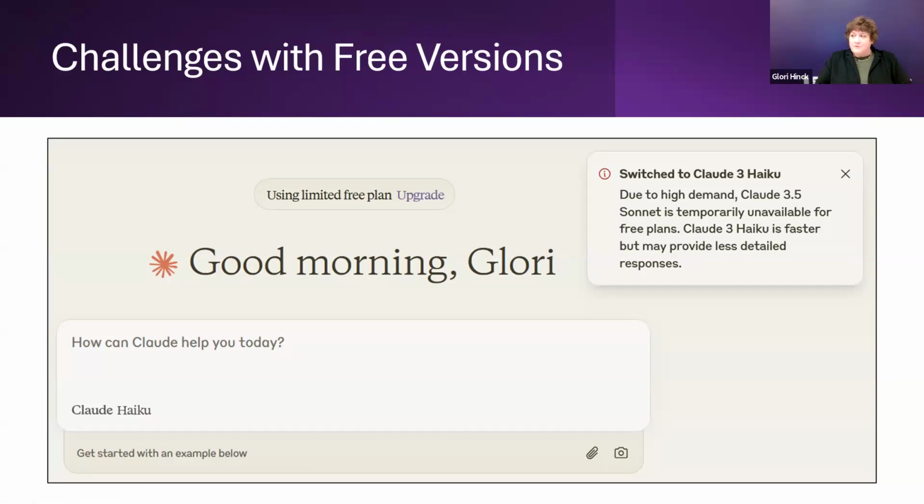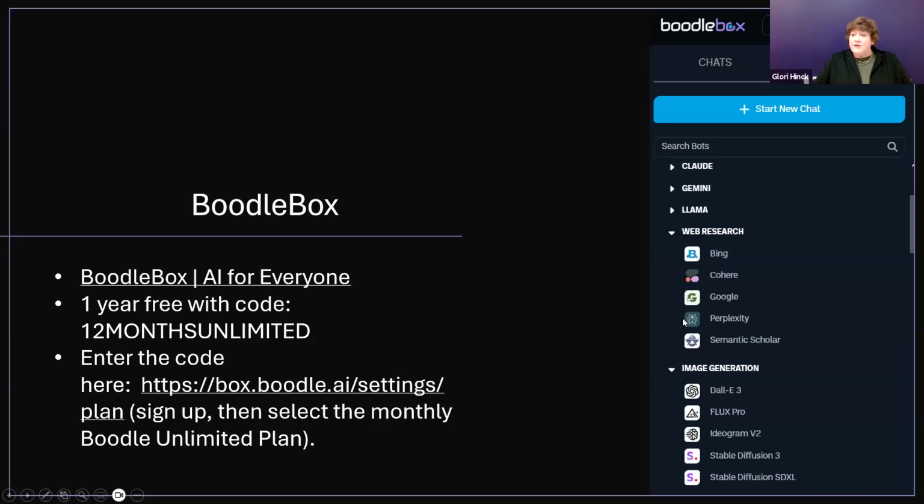There are challenges with the free versions. This is a screen capture from this morning when I went into Claude to try and do some more work on what I showed you. Due to high demand, Claude 3.5 Sonnet is temporarily unavailable for free plans. That is one of the challenges with the free versions, and you need to keep that in mind for your students as well if you're having them use AI. Which brings me into the next thing we are currently looking at.